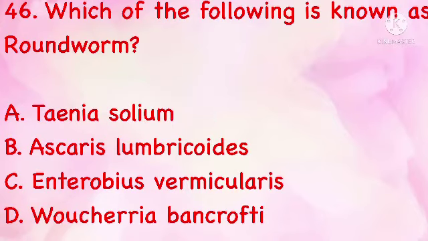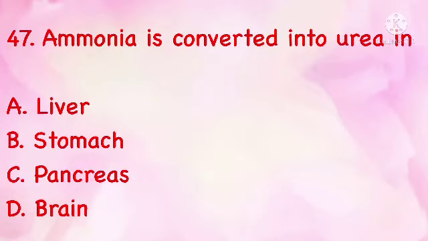Which of the following is known as roundworm? Taenia solium, Ascaris lumbricoides, Enterobius vermicularis, Wuchereria bancrofti. And the correct answer is B. Ascaris lumbricoides. Ammonia is converted into urea in liver, stomach, pancreas, brain. The correct answer is A.